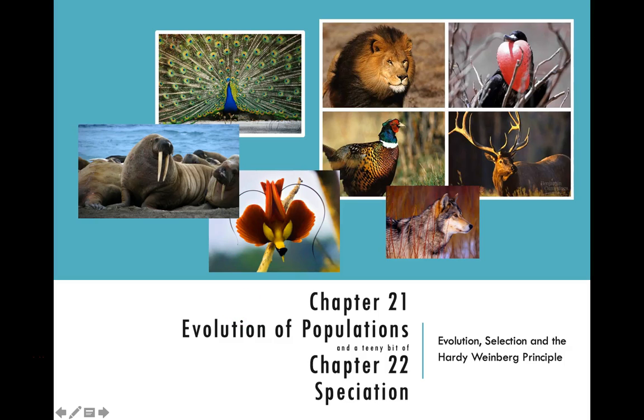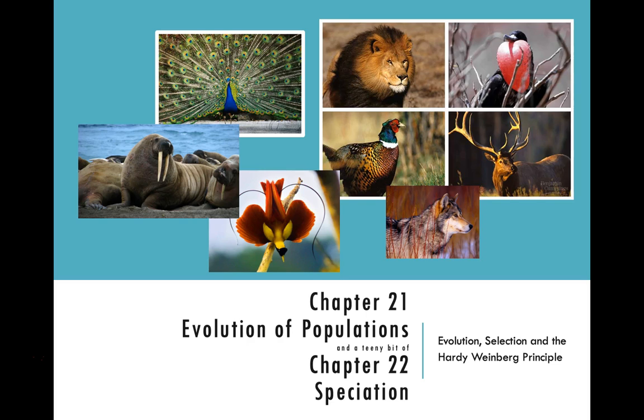And so we get to our last video. Chapter 21 will make up the bulk of this video. This chapter is about the evolution of populations. And then we'll do just a little teeny bit of chapter 22. Chapter 22 is all about speciation, and if you continue on in Biology 102, you will start with chapter 22.